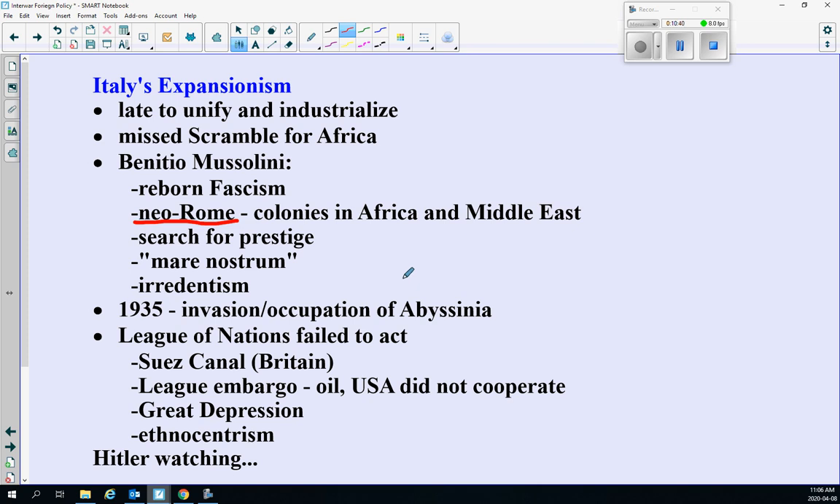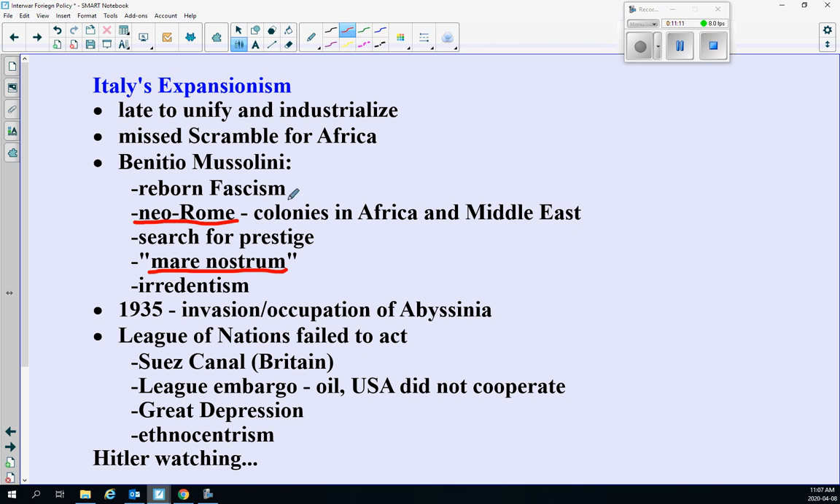Mussolini's looking for a couple of things. He needs resources to industrialize, but he's also looking for prestige. He's trying to expand his empire to get more international recognition and prestige. He labels it Mare Nostrum. In other words, I'm going to bring back the old Roman Empire. Anything that used to border the Mediterranean Sea and used to be part of the old Roman Empire, I'm going to take that back. And I'm going to rebuild Italian prosperity and international recognition.